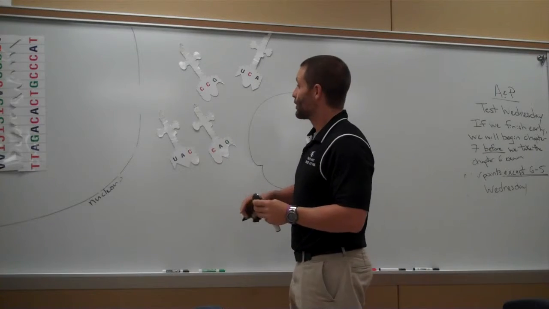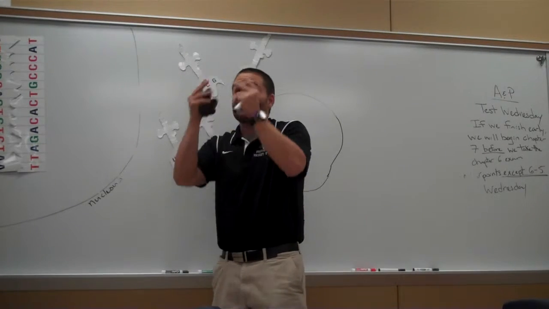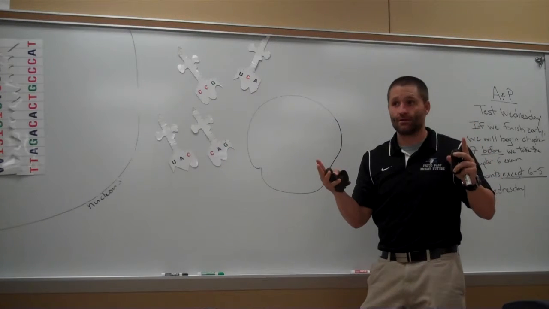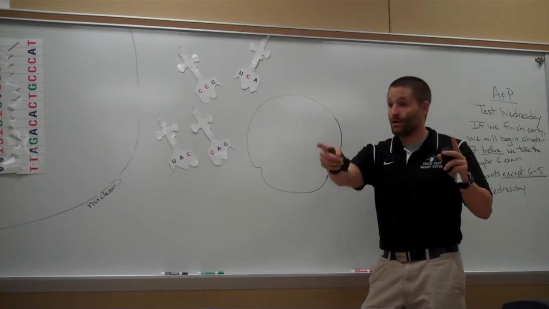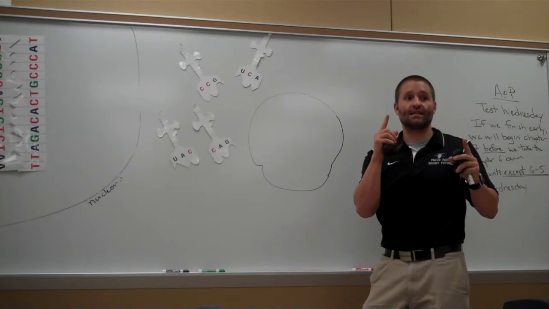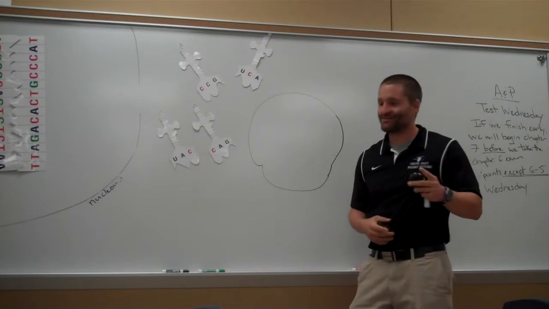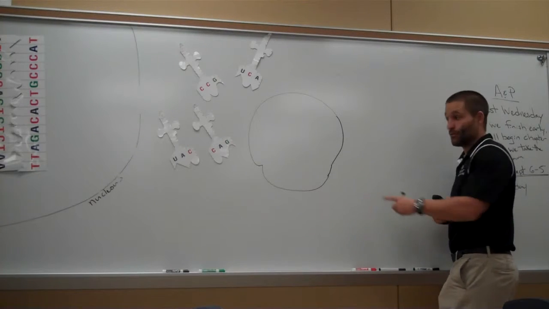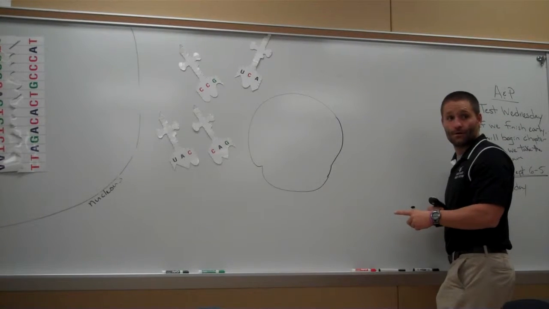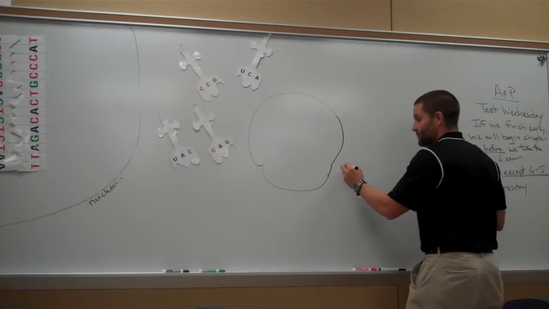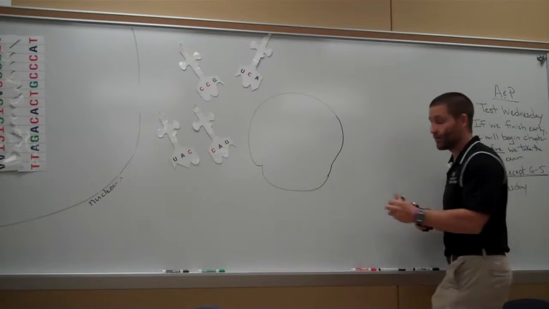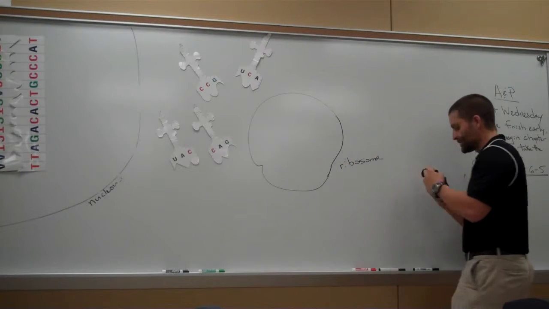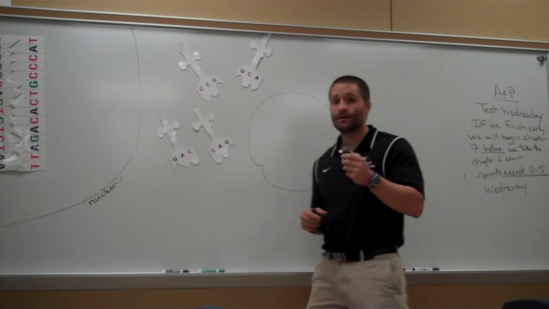So, we're going to learn about this process, going from DNA to a protein. What are proteins made of? Amino acids. Where are proteins made? Ribosomes. Very good. So we can infer that this is a, what is this right here? A ribosome. A very poorly drawn ribosome.